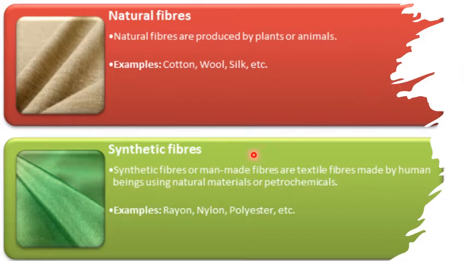Synthetic fibers, also known as man-made fibers, are textile fibers that are made by human beings using natural materials or petrochemicals. When we talk about the examples of synthetic fibers, they are rayon, nylon, polyester, etc.